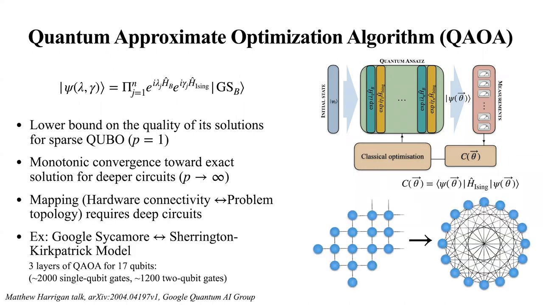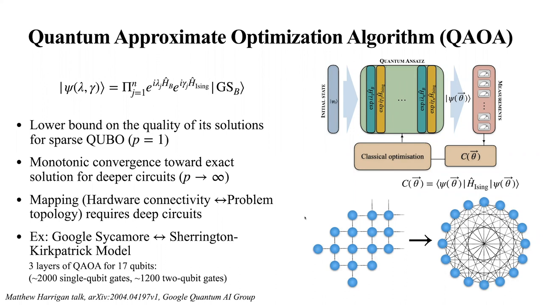So that comes with a price, obviously. You still need to implement this H Ising. And if the topology of your QUBO problem, for example fully connected, does not fit the connectivity of your platform, here is the example of the Google Sycamore chip, then you need to do a lot of work to map this problem over your quantum chip, and that can require a very deep circuit, and the depth of the circuit will scale as the number of qubits increases. For example, the first talk of this webinar series was given by Matthew Harrigan from the Google team, and he presented very well those challenges, and he showed that for three layers of this QAOA, using 17 qubits, you already need 2,000 single qubit gates and more than 1,200 two qubit gates to map this fully connected problem on there.